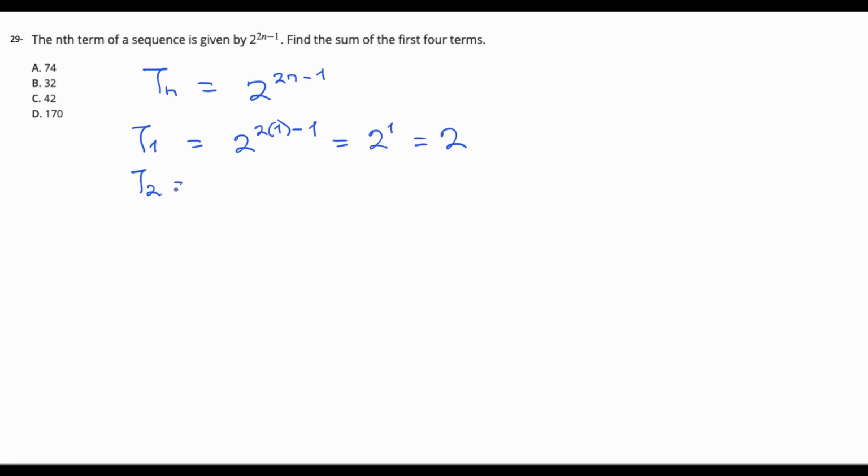Our second term is 2 raised to the power 2, our n becomes 2 in this case, minus 1. So 2 multiplied by 2 is 4. 4 minus 1, that's 3. So the second term is 2 raised to the power 3, and that's 8.